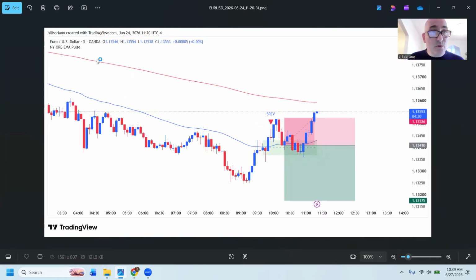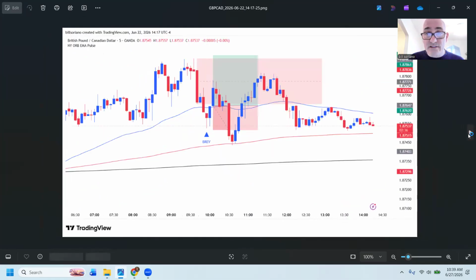Okay, this is EURUSD. We get our indicator going off here. We get our reversal confirmation. And then price, as you can see here, moves against us for another loss.